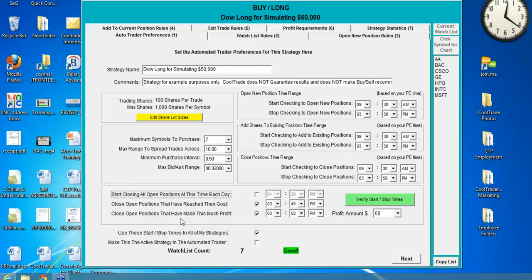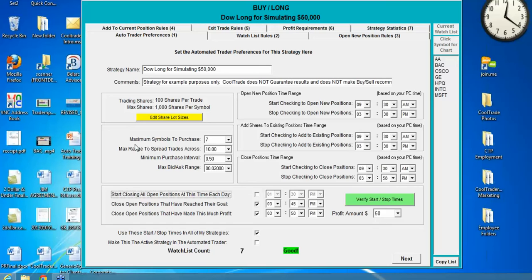Then we've got close open positions that have made this much profit. So the way this one is set up is anything that is up more than $50 at the end of the day, the robotic trader is just going to take the money, go back to cash on the position, and look for the next opportunity tomorrow. So that's how that one works.